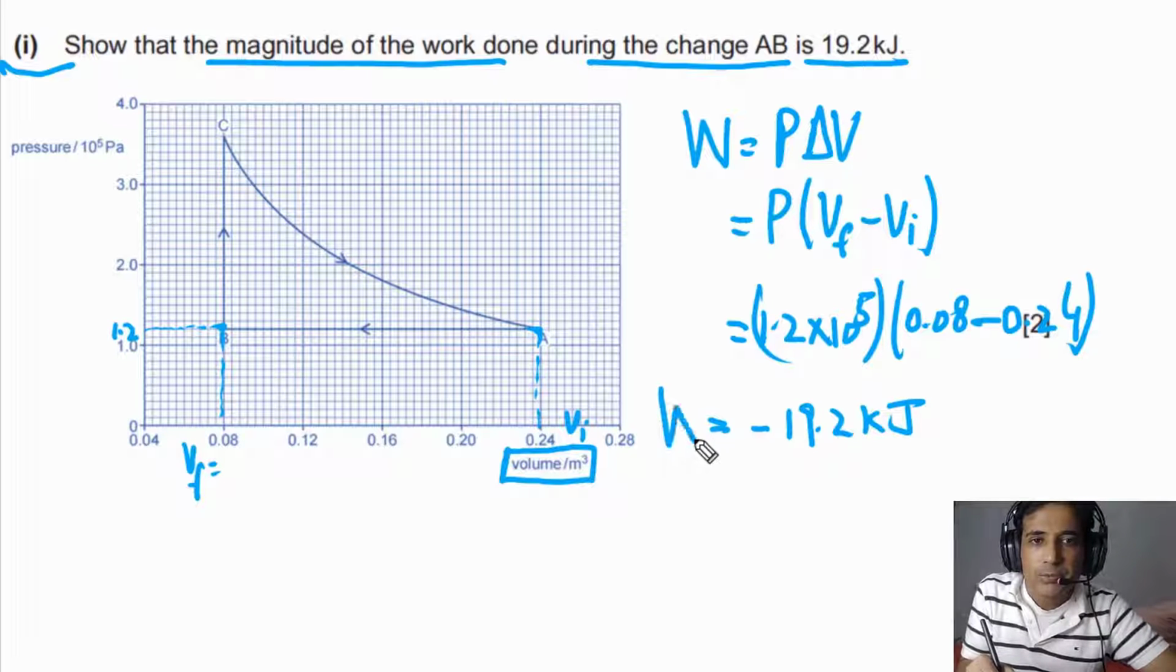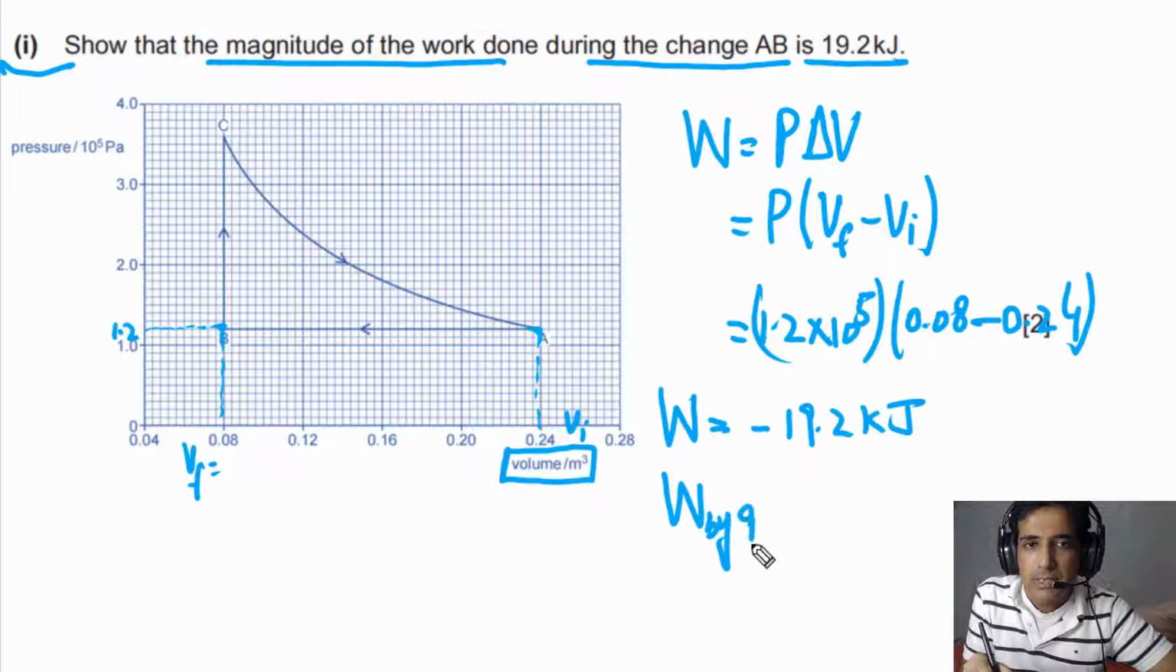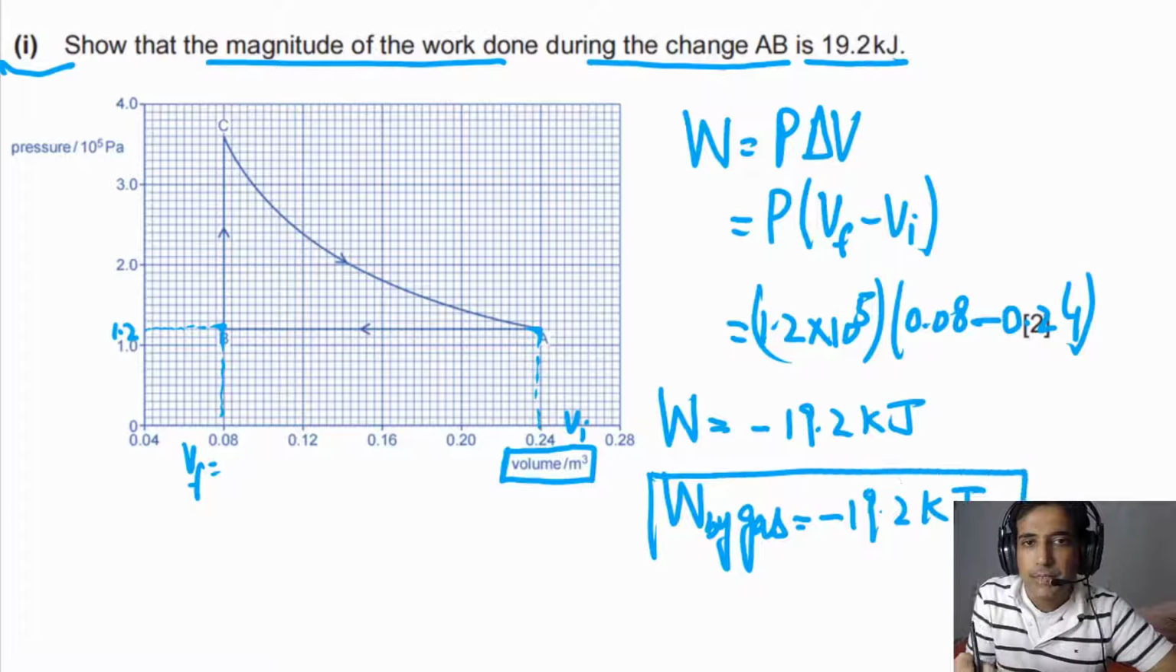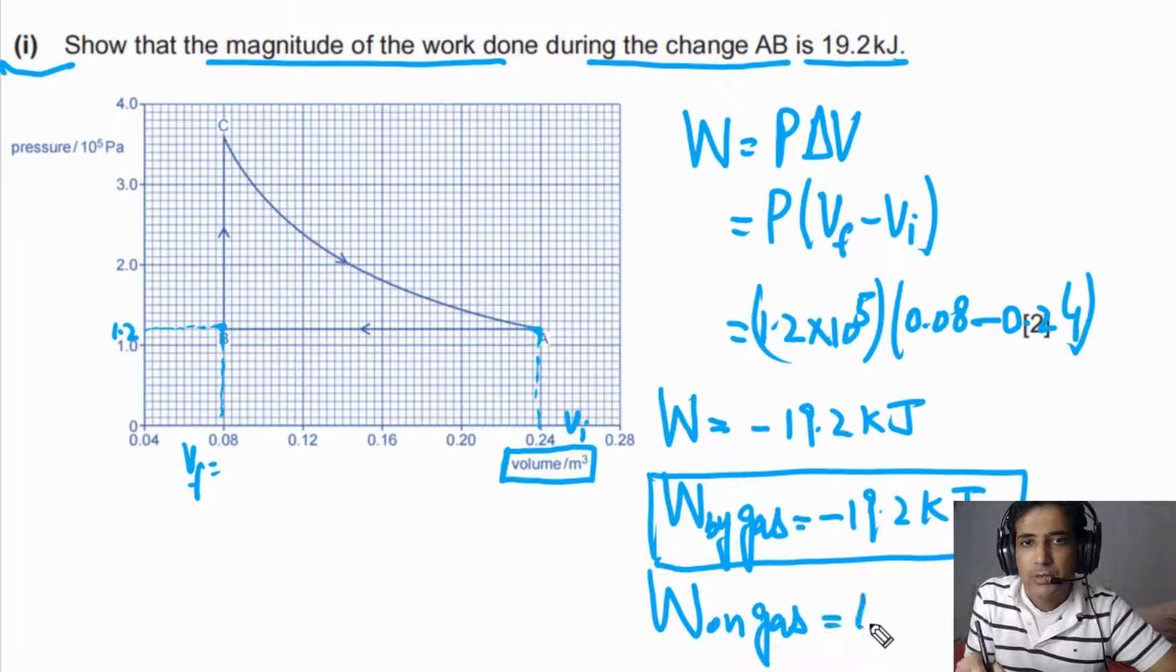So this one is W. Means in this case, gas is compressed. So the work is done on gas, but work done by gas in this case is negative. So the work done by gas in this case is minus 19.2 kilojoules. So this is negative work done by gas, but work done on gas is compressed, so the work done on gas in this case is equal to 19.2 kilojoules.